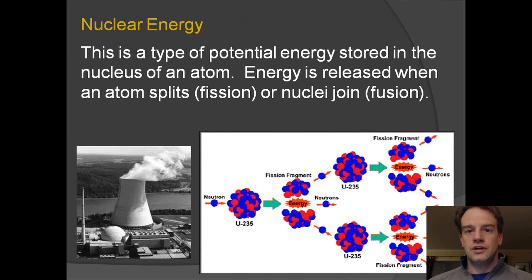Nuclear energy is a type of potential energy stored in the nucleus of an atom. And energy is released when an atom splits, fission, or joins together, fusion. And in nuclear power plants, they use a fission reaction to produce electricity. So we can get nuclear energy changing into electrical energy. And here is a diagram of a fission reaction taking place.